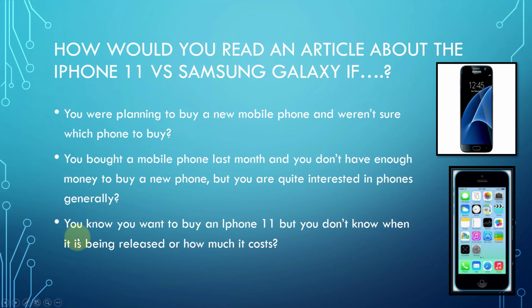Okay, in our last situation, you know you want to buy an iPhone 11, but you don't know when it is being released or how much it costs. So when you get this magazine, you will just scan for information. You want to know the cost, so you'd look for things like a dollar sign, numbers, maybe the word price or cost. You also want to know when it is being released, so you'd look for things like dates, when. So you would just scan for that information. Anything else you wouldn't care about.